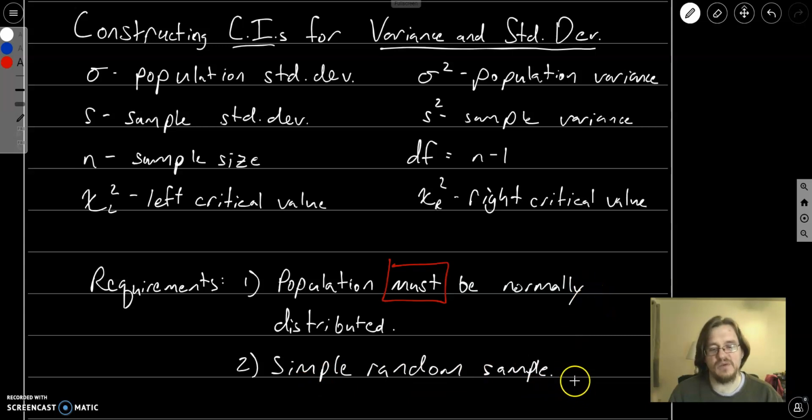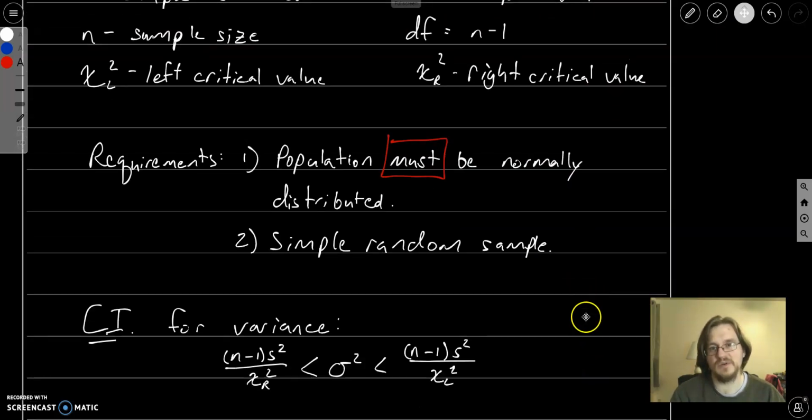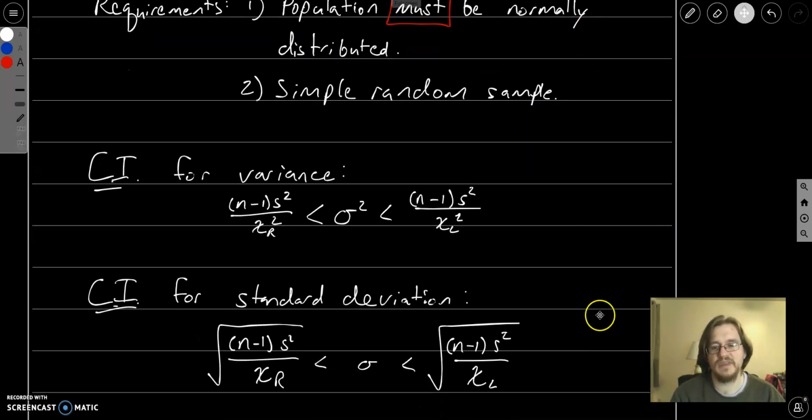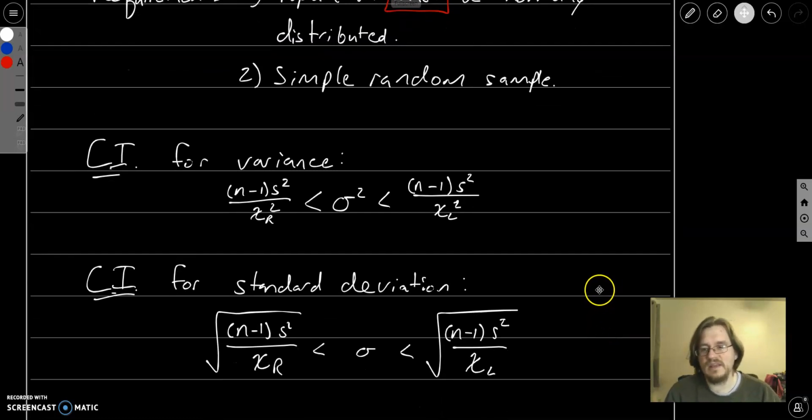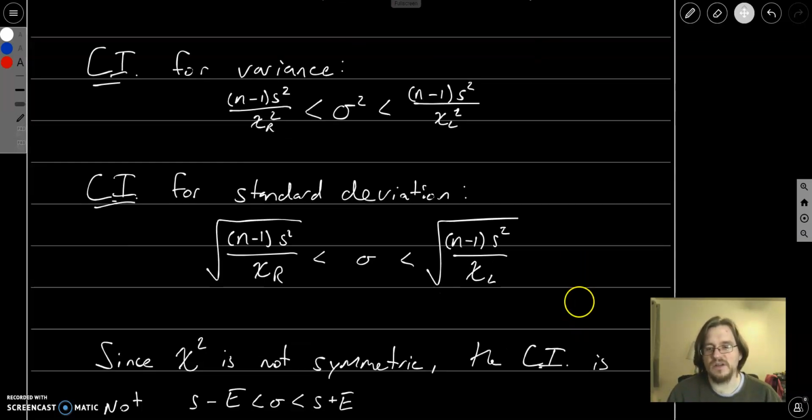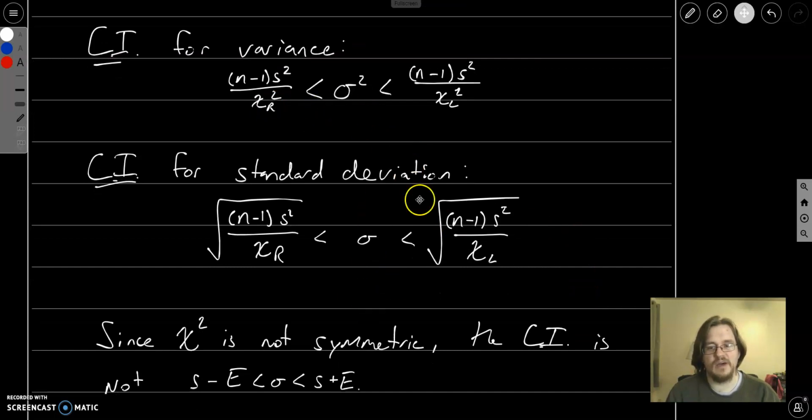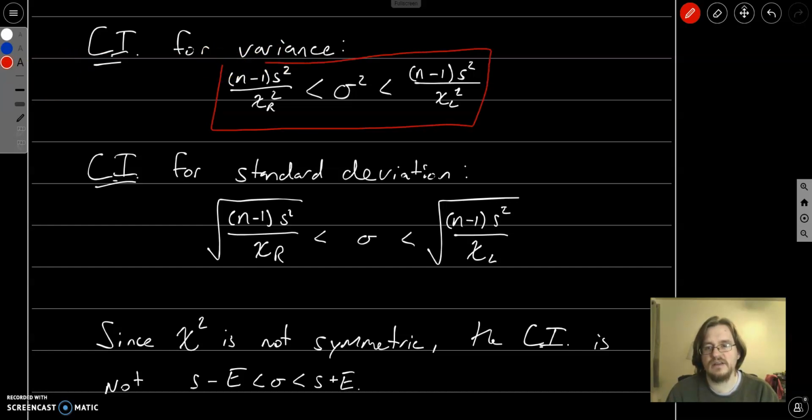And then the second one is the same as all the rest of our confidence intervals. We have to be looking at a simple random sample, where everything in the population had an equal chance of making it into our sample, and we're not doing a clustered sample or a stratified sample. So the confidence intervals will look like the following. We've got our formulas here. So the confidence interval for the variance looks like this.